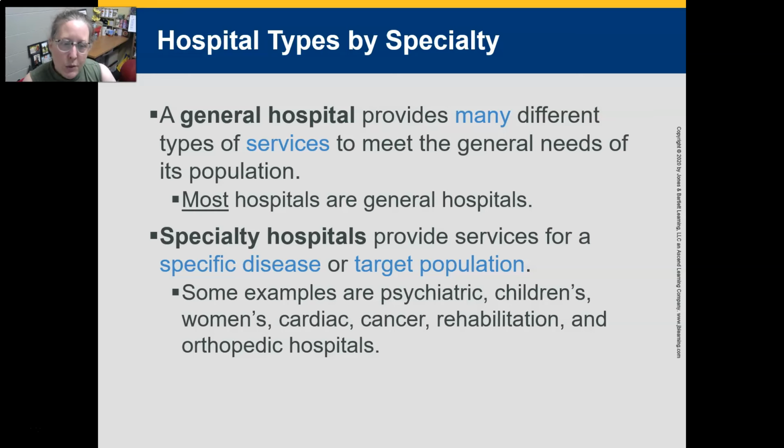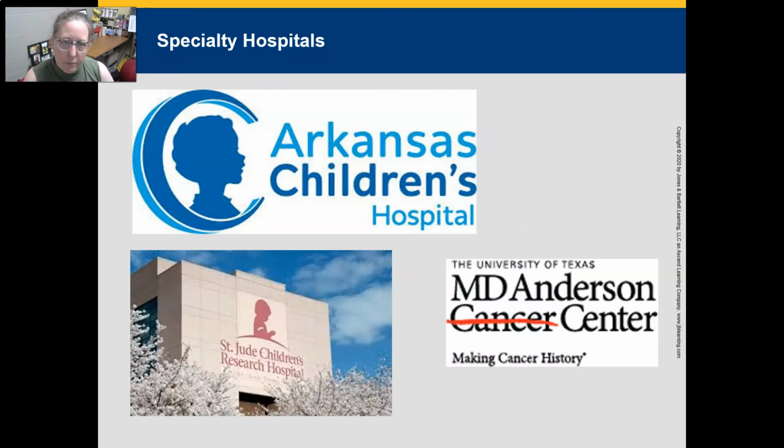Now you also have specialty hospitals, so they provide services either for a specific disease or for a target population. So an example are psychiatric hospitals, children's hospitals, women's hospitals, cardiac hospitals, cancer hospitals, rehabilitation hospitals, and orthopedic hospitals. So again, either a specific disease or a specific population. So psychiatric, specific disease, cancer, specific disease, children's or women's, targeted population.